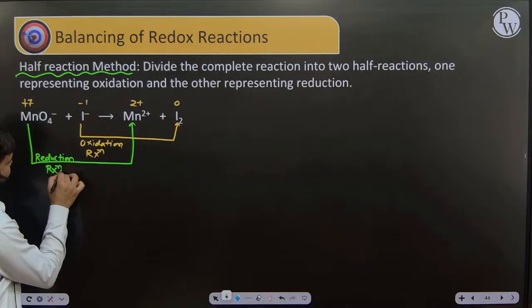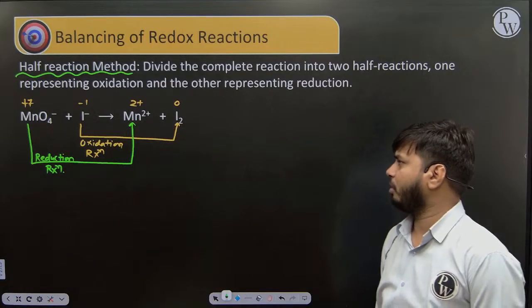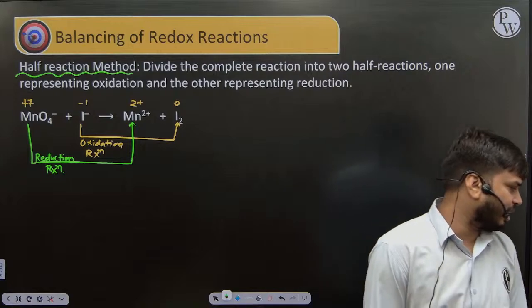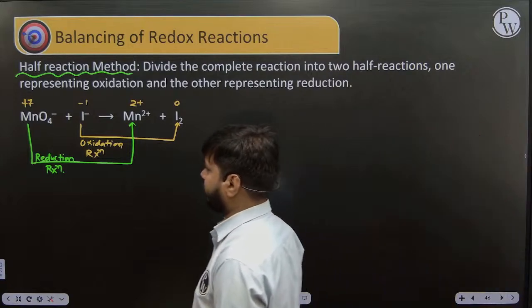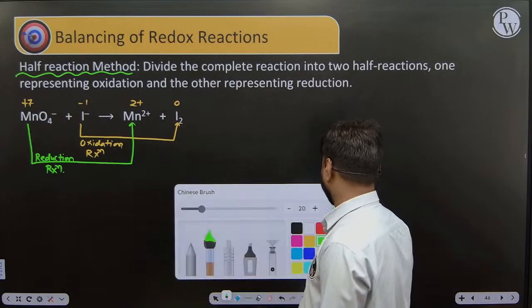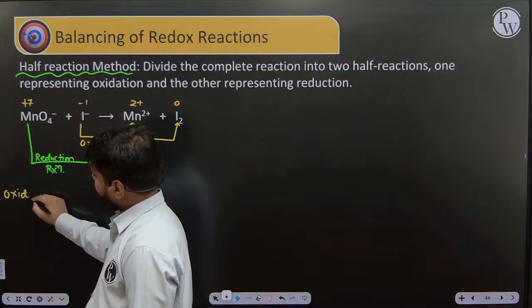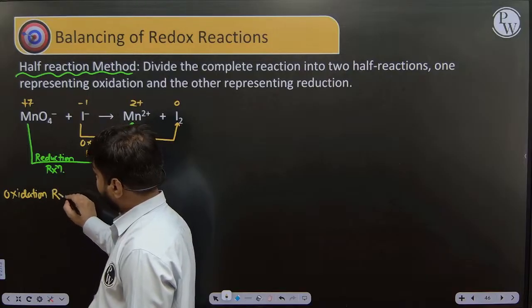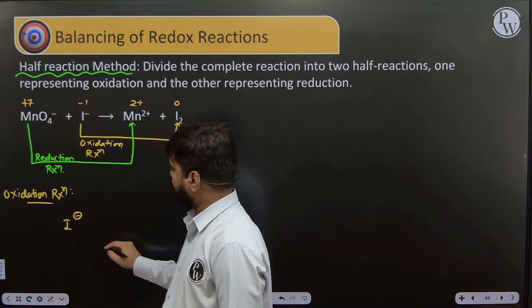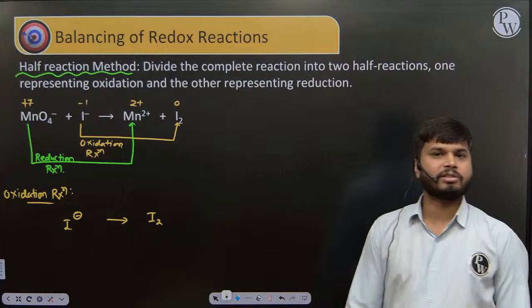Now we have decided the two reactions. One is the oxidation reaction and the other is the reduction reaction. Now we are going to separate these two equations. The first equation which we are going to write is the oxidation reaction. So we have the oxidation reaction, I minus is converting into I2, correct?